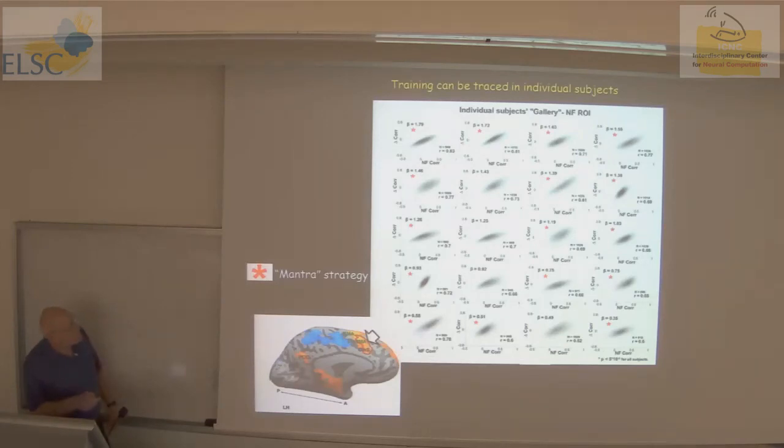Each one of these frames is a subject. And I have to tell you, I've worked in fMRI for many, many years. I never saw a result that is reproducible in each and every subject. The first time I saw it, I said, there must be a bug here. And here I'm presenting it to your smart, critical minds to try to find what the bug could be.